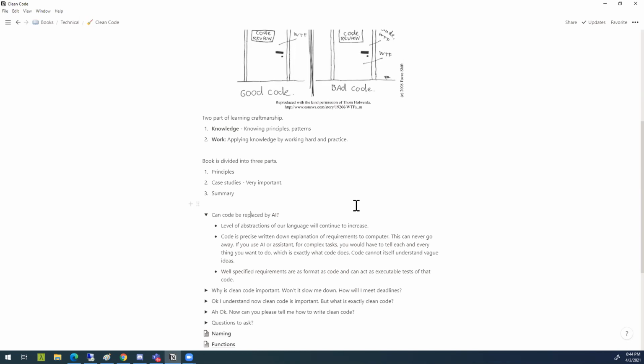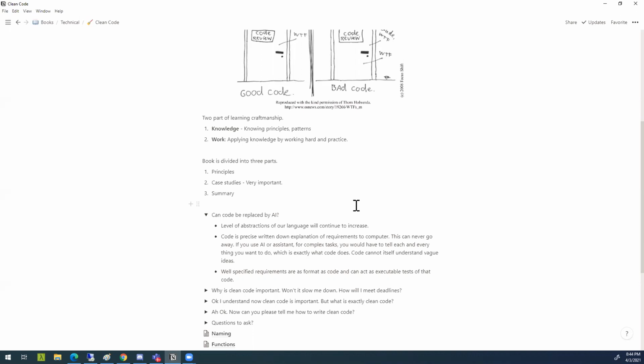And so for AI, these days, like your assistants and all, they do these simple tasks. But if it's a complex task, then your instructions will also be more. Your verbal instructions will also be more. And basically that itself is code, right? Whatever those instructions are, that is code. So you would have to write that explanation of what requirements you expect your computer to do.